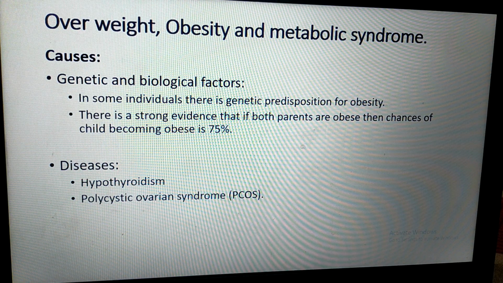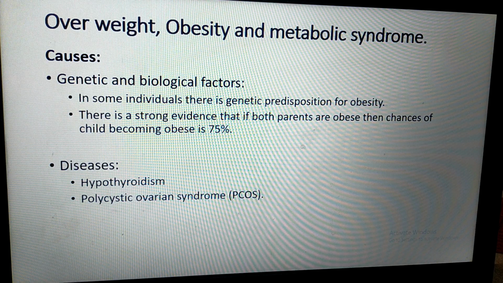There are some diseases which lead to obesity, like hypothyroidism. Hypothyroidism means decreased T3, T4 thyroid hormone levels in the blood. Thyroid hormones are essential for maintaining the basal metabolic rate. In the last lecture, we have seen that we spend energy for BMR. If the BMR is less due to deficiency of thyroid hormone, the energy expenditure is also less, and that energy is stored in the form of fat in the body, which leads to overweight and obesity.